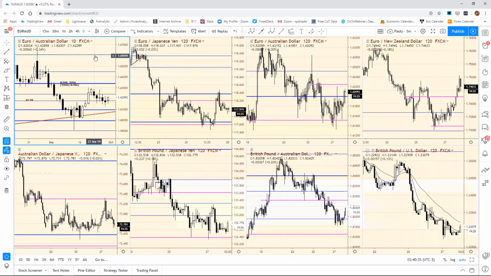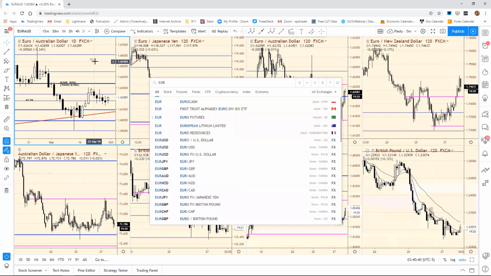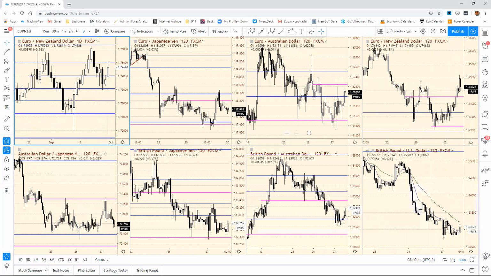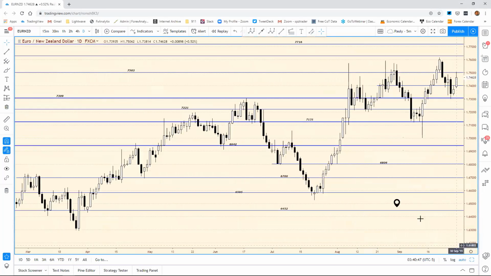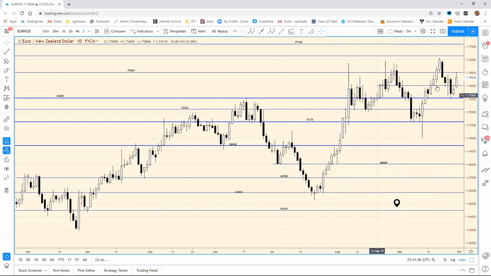Let's move into the Euro Kiwi. Now, this is definitely bullish. The Euro Kiwi remains quite bullish despite the prior week's pullback. Initial support is 73.09, with 72.21 to be defended to keep the bulls in full control. Initial resistance is 74.54. Well, we've actually made a push up to 75.03, and that's when they ran out of gas. So we'll label that 75.03.